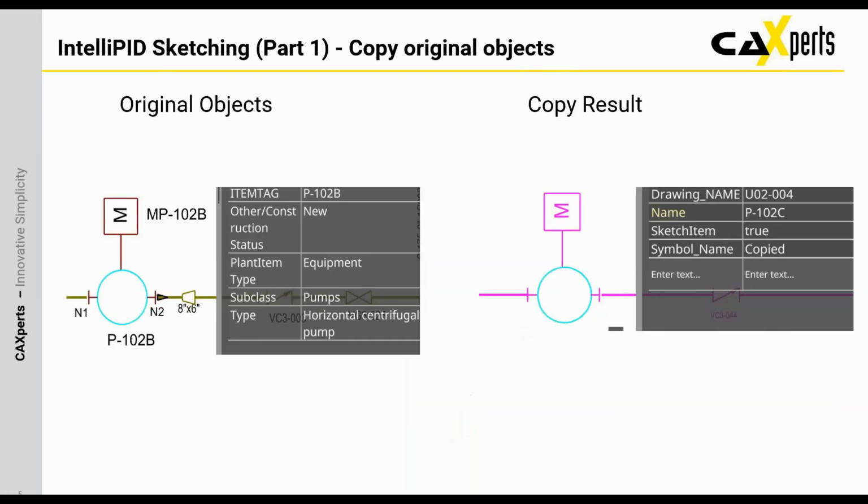As I already mentioned, it is also possible to copy existing objects. So you can select one or more items, and then you can use the copy command to copy them from the original PID to your sketch environment. And then you can continue working with those elements, which will have the information that they are copied inside their internal parameters.